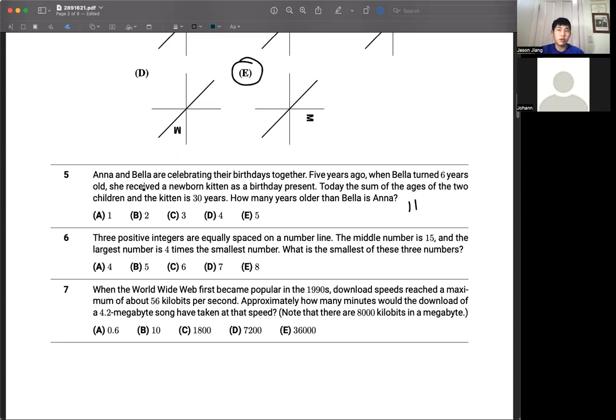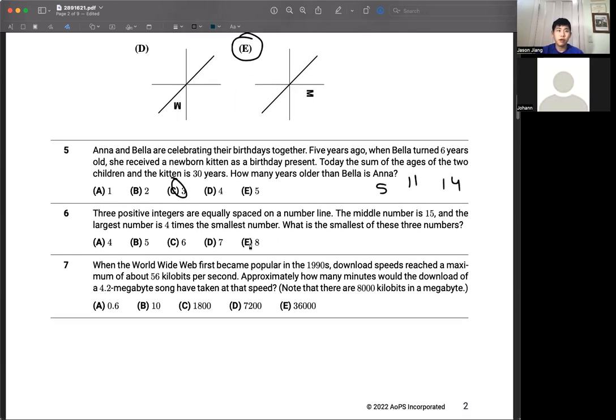And since we're also told that she received a newborn kitten 5 years ago, the kitten is now 5. Since Anna and Bella have the same birthday, we know that Anna is turning 14 right now, because that's the only way for these ages to add up to 30. And we're asking how many years older than Bella is Anna, so 14 minus 11 is 3. So we have our answer of C.